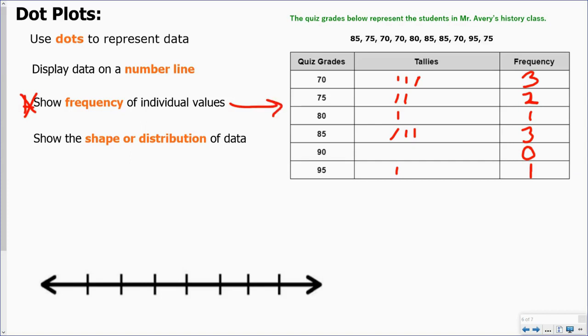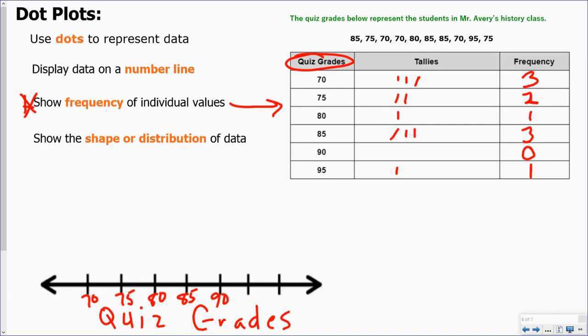Our number line is down here below, so we have to label our graph. And so we need to label that as quiz scores or quiz grades, and we get that information from right here. And then looking at here, I've got 70, 75, 80, 85, 90, 95, and I've got one more, so I'll put 100. And I get those numbers from right here.